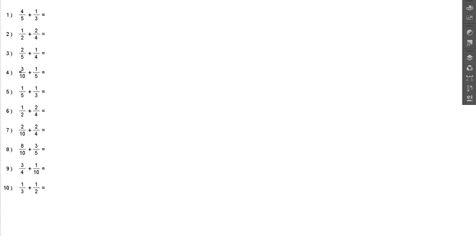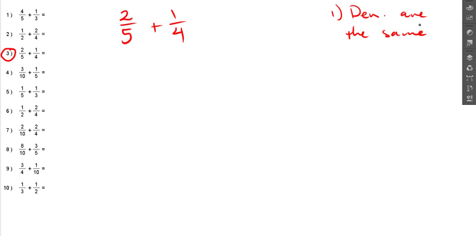Alright, so let's do question 3. So we have 2/5 plus 1/4. Okay, now first we have to make sure that the denominators are the same. Yep, denominators are the same. And we have to find the lowest common denominator. Okay, the lowest common denominator.